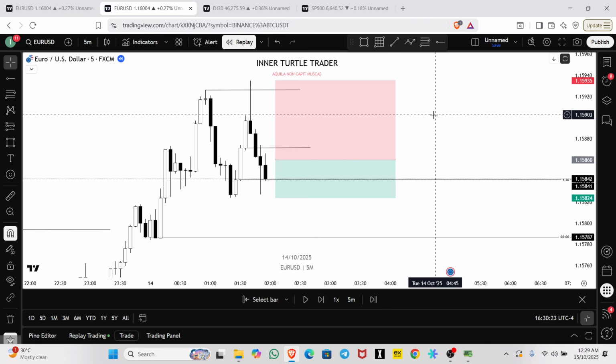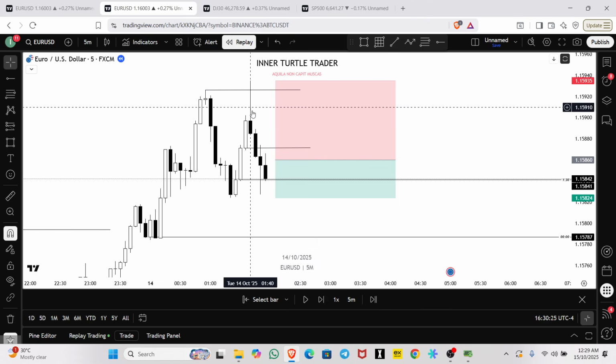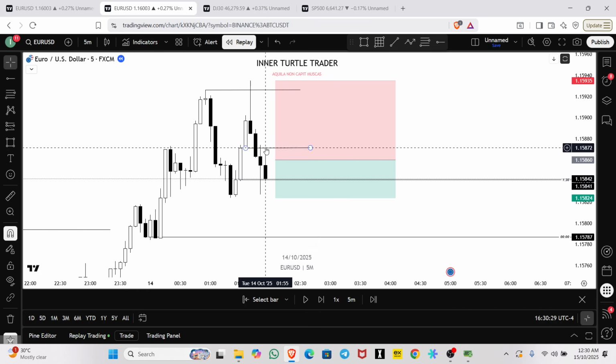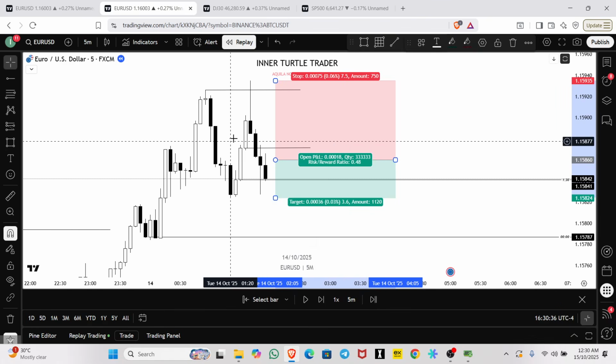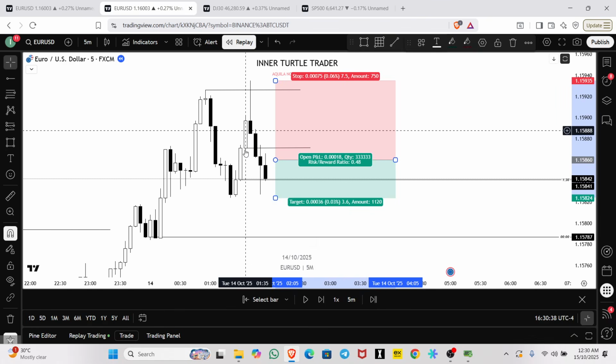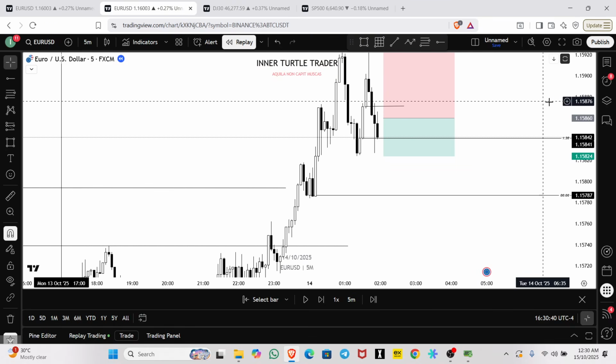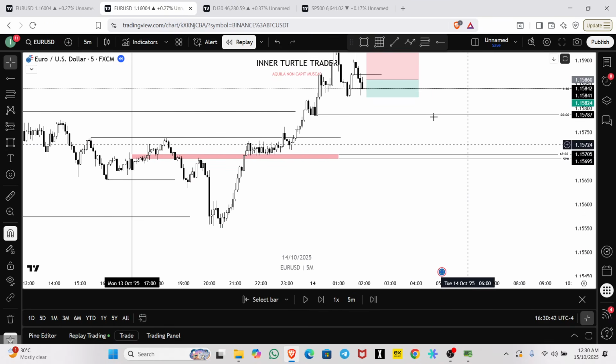Liquidity to hunt. And then it reported back to the true open. True open sent price back up into the mitigation, or the CSD, change in the state of delivery. And we have the target where?